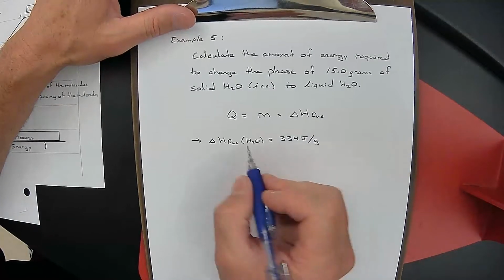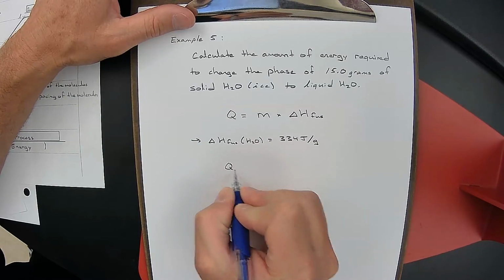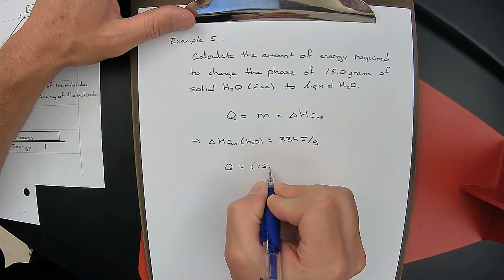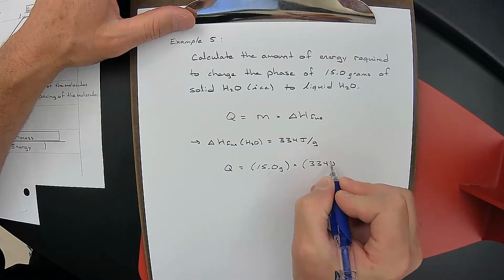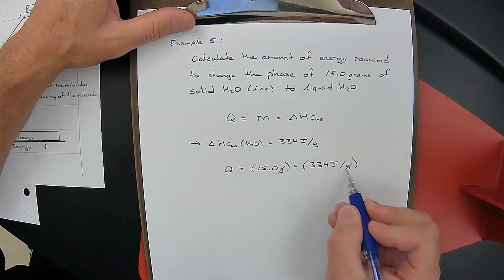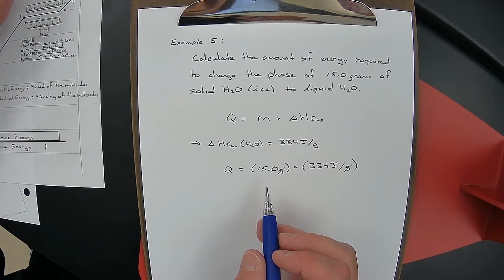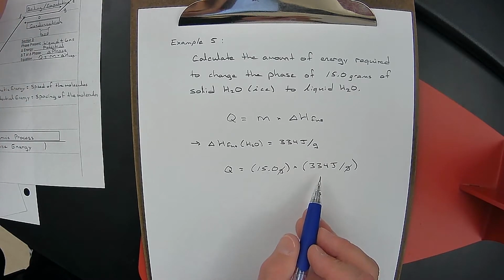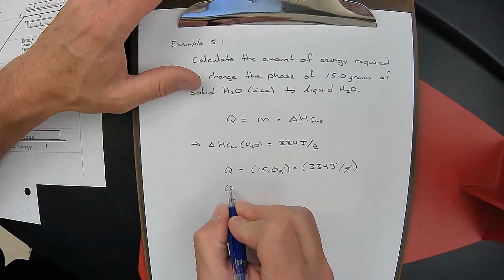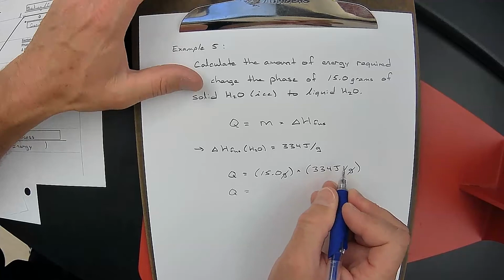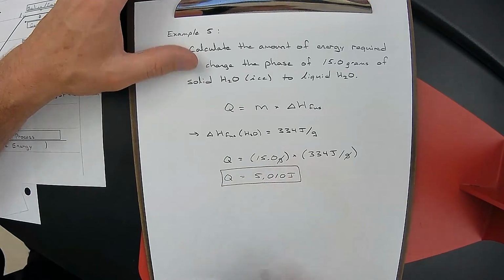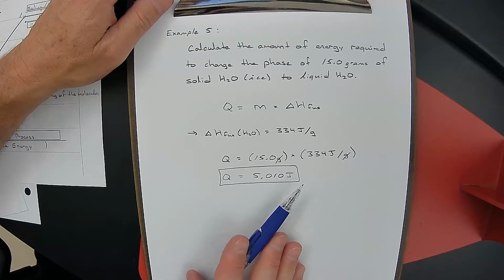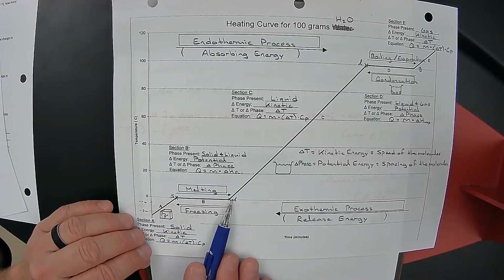So now, if you're dealing with water, Q, the amount of energy, is equal to the mass, 15.0 grams, multiplied by the heat of fusion, which is 334 joules per gram. The grams cross out, and now on our calculator, we take 15 and multiply it by 334. That gets us a value of energy in joules, because that's the only unit that didn't cross out, of 5,010 joules of energy. So it requires 5,010 joules of energy in order to change 15 grams of solid ice into 15 grams of liquid.